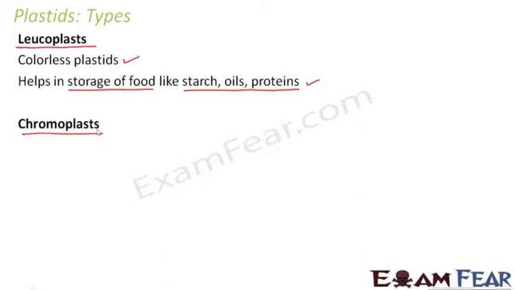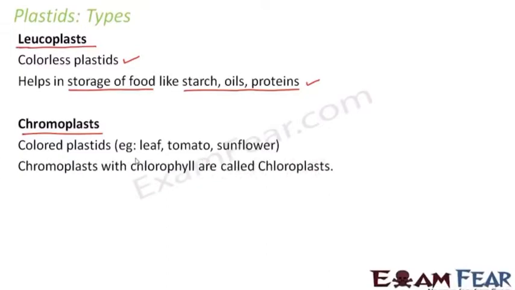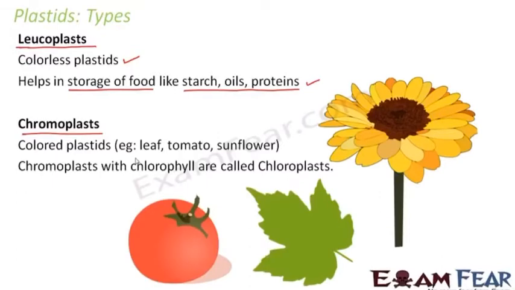Chromoplasts. What are chromoplasts? They are colored plastids. For example, now when you think of colored plastids, what all things come to your mind? I am right now talking about plant cells. So in plants, what are the things that are colored? When I talk of colored plastids, you can think of the green color of the leaf. You can think of the red color of the tomato. You can also think of the yellow color of the sunflower, right? So these colors are because of the presence of colored plastids, right? That these things are of bright colors, right?